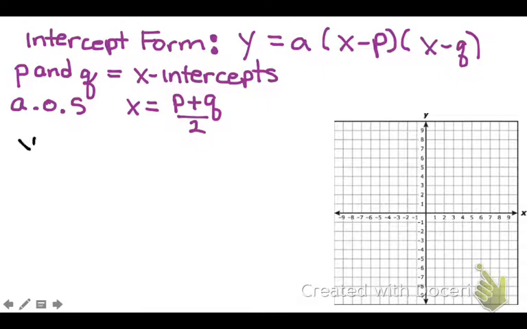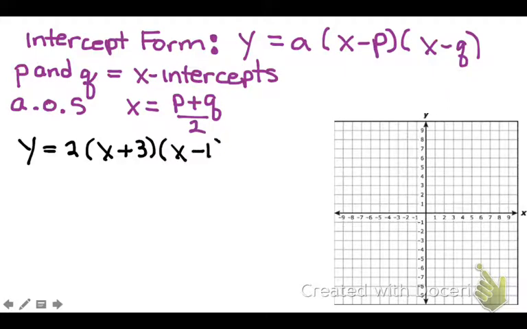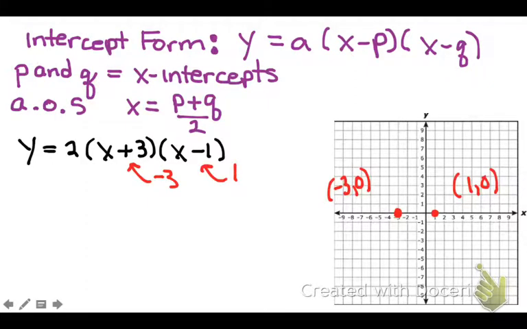So let's try y equals 2 times the quantity x plus 3 times the quantity x minus 1. And we can see that our x-intercepts are going to be -3 and 1. So we'll plot those. Our graph will open up because our a value is positive.